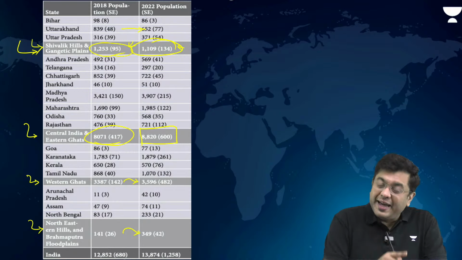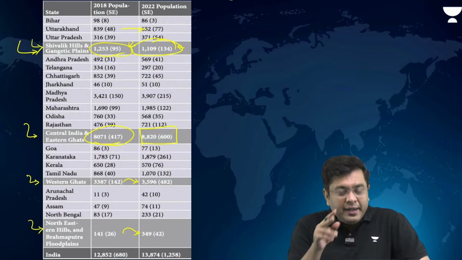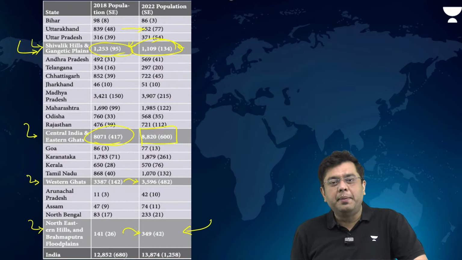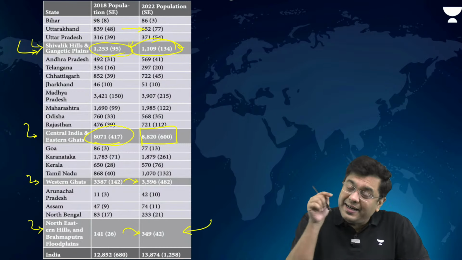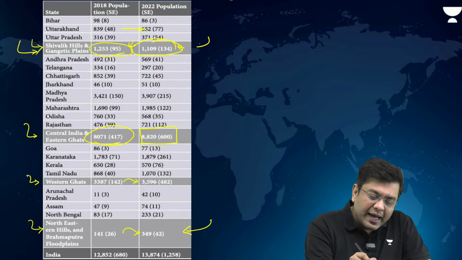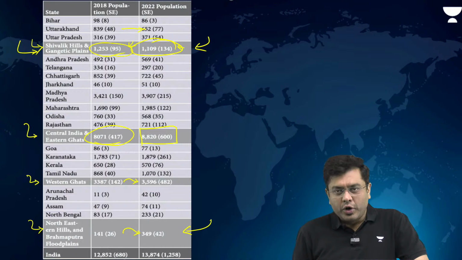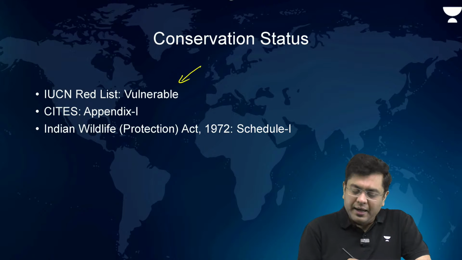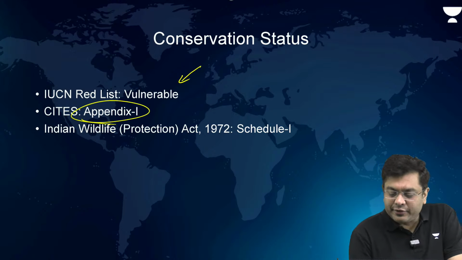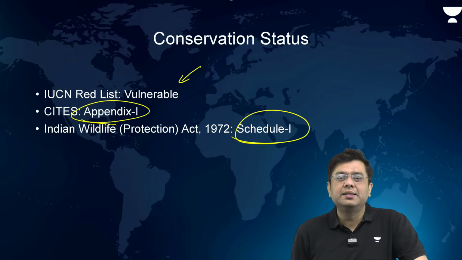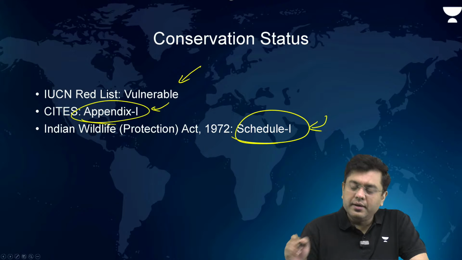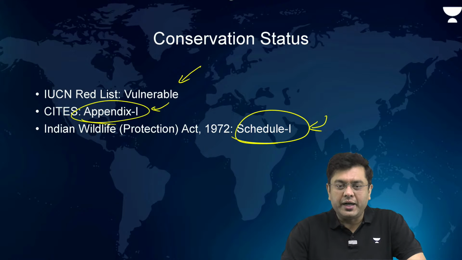So where the maximum increase has happened in terms of percentage, that is northeastern hills and Brahmaputra floodplains. Where the decrease has happened, Shivalik and the Gangetic plains. So that is something which you can keep in mind. Now, conservation status: IUCN, vulnerable, and in CITES as well as the Wildlife Protection Act, maximum conservation, included in Appendix 1 of CITES and Schedule 1 of the Wildlife Protection Act.